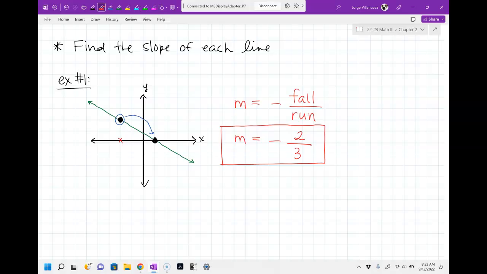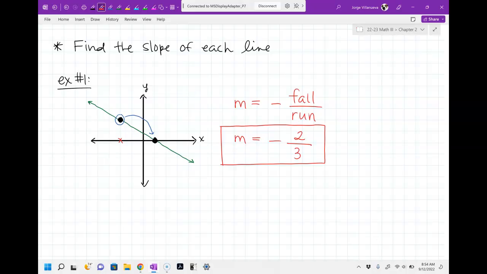Okay? So I started with the point farthest to the left, just like you read a book, right? You go left to right. So I'm starting at the point farthest to the left, and then I said, okay, I'm going to start from that point. I got to get to the other point. I notice it's a negative slope. That means I have to go down and to the right. If I have to go down, that means it's negative. So I put the negative there already, right? And then fall over run. How many times did I have to fall? Well, I fell 1, 2. 2 times I fell down. How many times did I go over to the right?